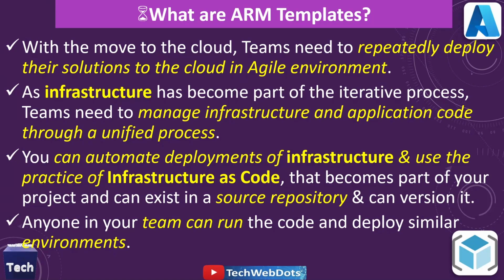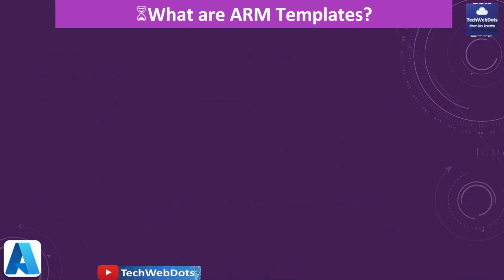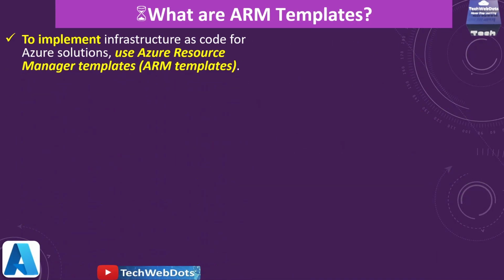When we are saying it can exist with the project or can be a part of a source repository, it means we can manage its version, we can maintain its change tracking, and it can be up to date all the time and can be used by any team member, and they can deploy a similar environment at any point of time, right? This is the very basic thing when we are thinking about when to use ARM templates.